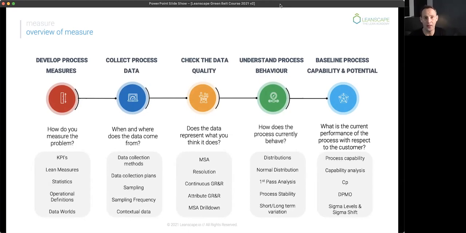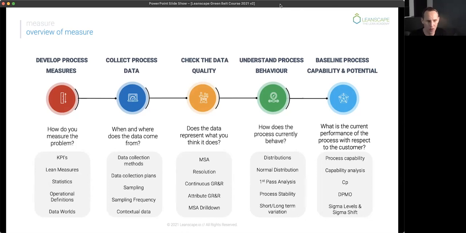If we move over to the measure, well, we've got to understand what is it we're going to measure and how are we going to measure it. So we've got to develop the process measures. So what is the way that we're going to approach this problem and what are we actually going to measure? If those measurement processes are off, your data is going to be rubbish, it's not going to be meaningful, and you're going to really struggle. And lots of projects we see this, where they struggle a lot.